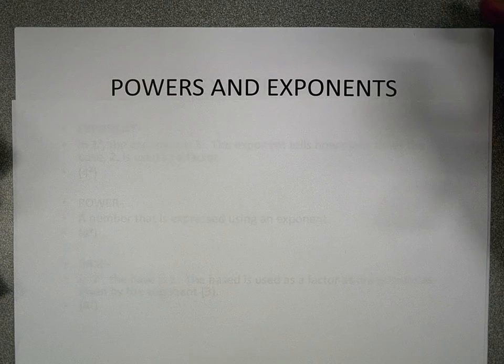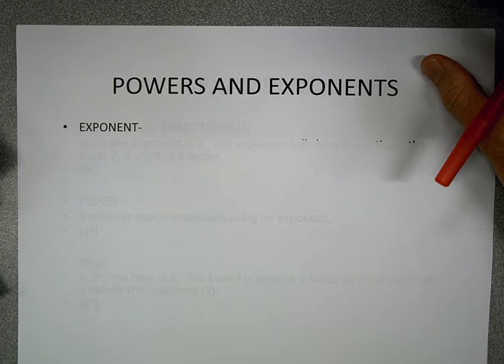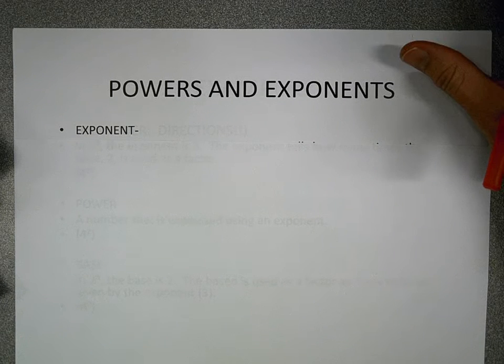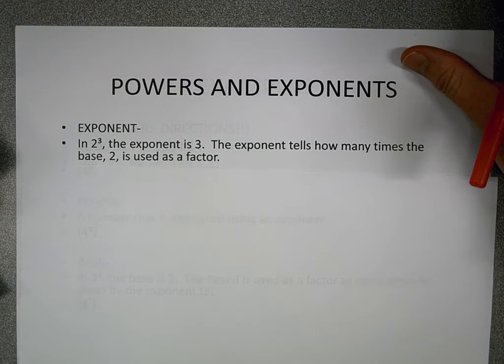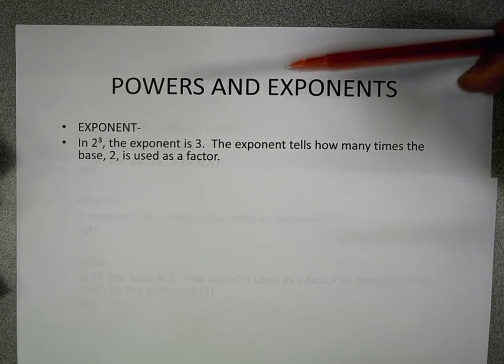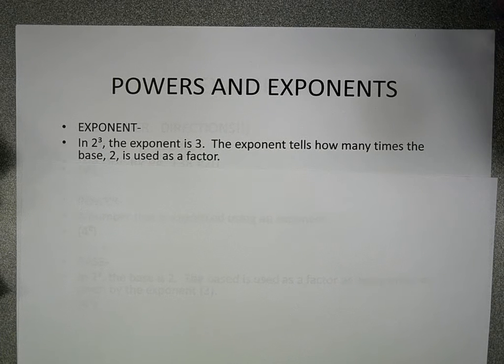Okay, so here we go. The first word is exponent. Everyone? Okay, so your book says an exponent. Actually, it gives an example more than anything. It says in 2 to the third power, or 2 cubed, the exponent is 3. The exponent tells how many times the base, which is the 2, is used as a factor.